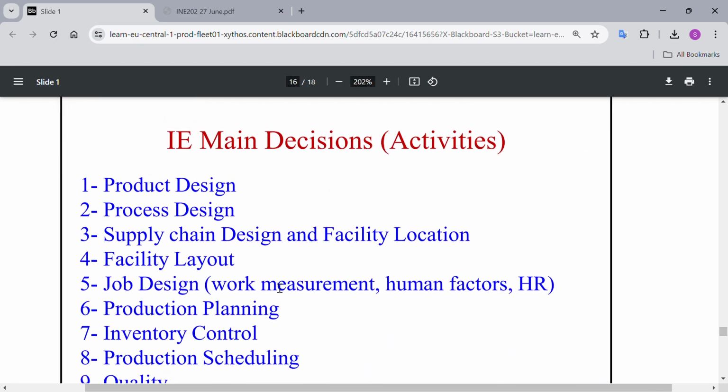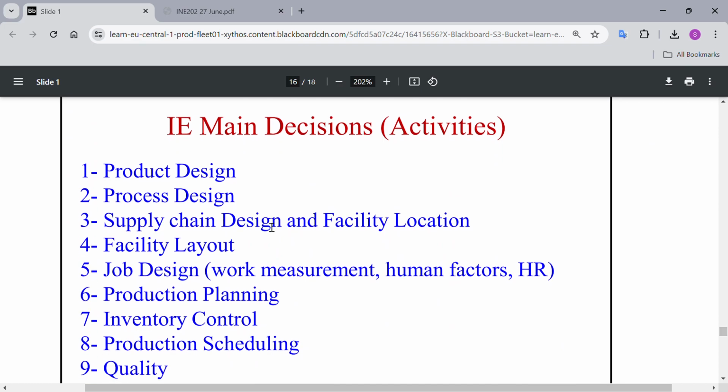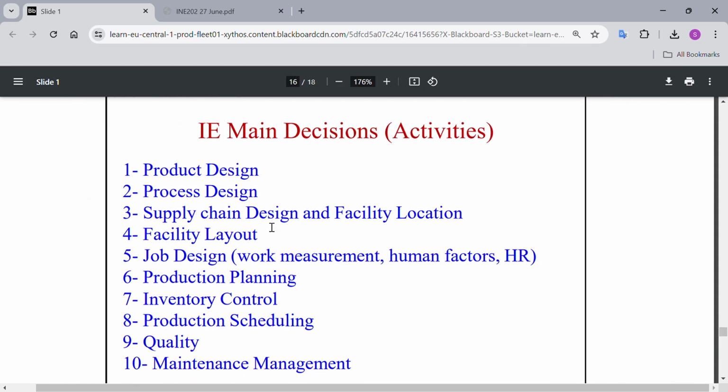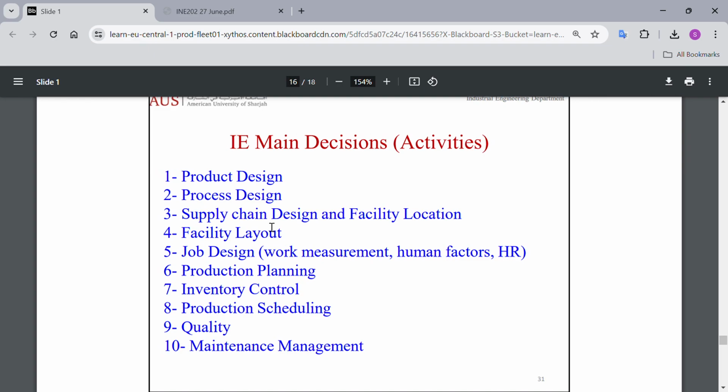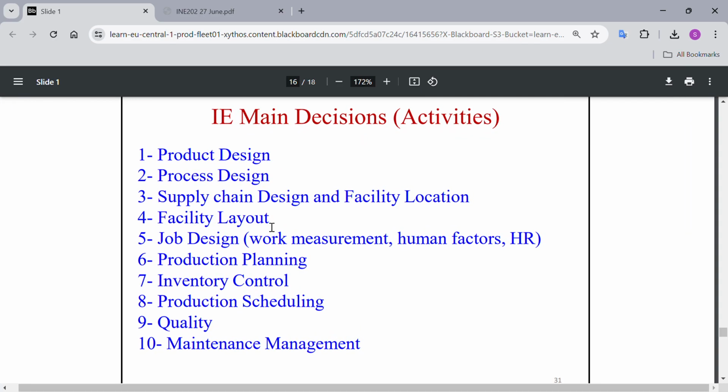And now going to IE main decisions and activities. So, industrial engineering main decisions and activities. There are a lot of decisions and activities done by industrial engineers. That's why they are really one of the most wanted majors currently. So we can list them. They go from 1 to 10.